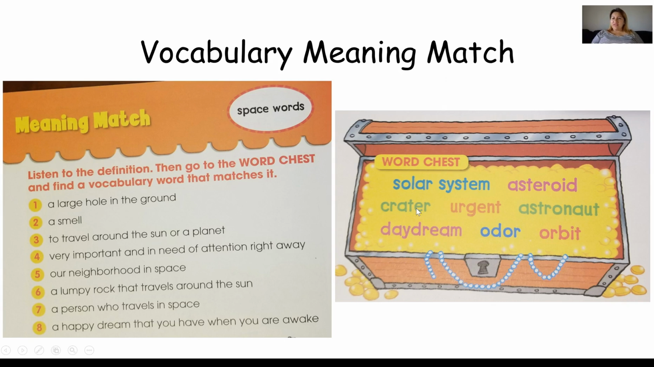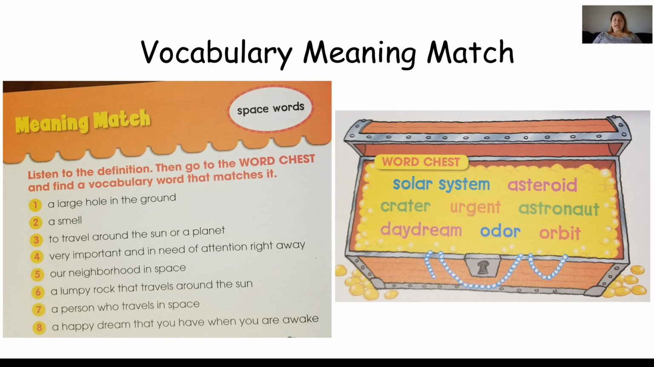Okay, and then we have crater. Remember that Grace was having fun inside that crater. It looked kind of like a dip in the moon. Urgent. We said something that we need to do right away. And we know what an astronaut is. A person that goes into outer space, right? And daydream, we talked about it. Something that when we're dreaming about something, but we are awake. Odor, remember we talked about planet Venus, that it smelled like rotten eggs. So odor is a smell. It's a bad smell. And orbit, boys and girls, is something that circles around, okay?